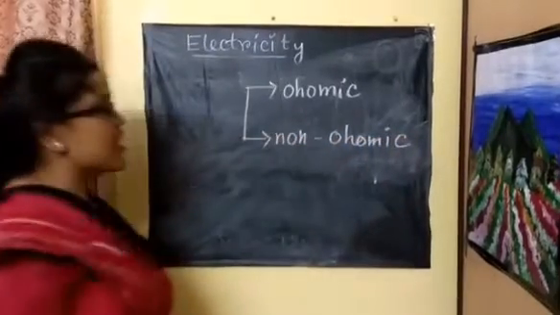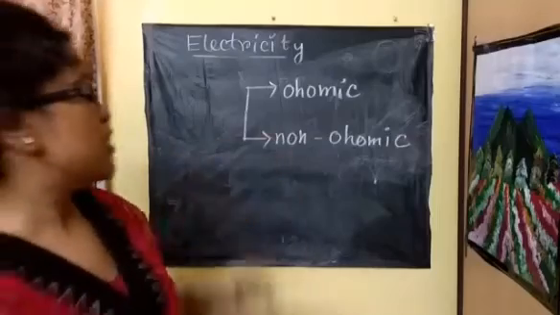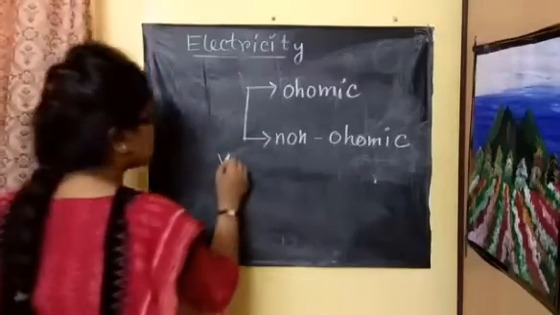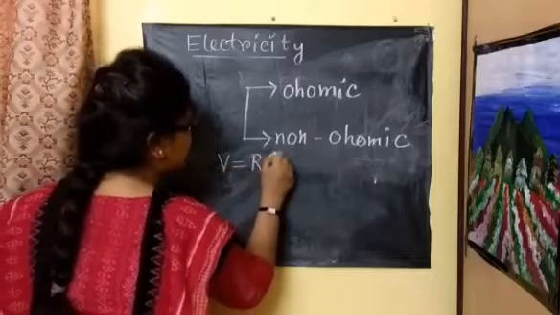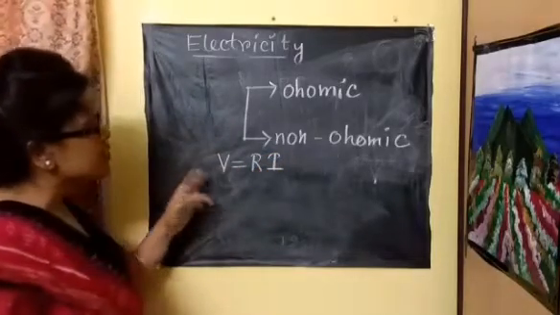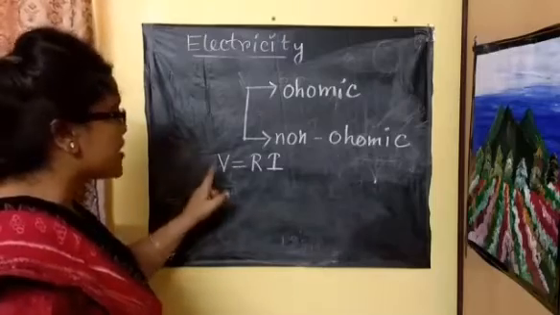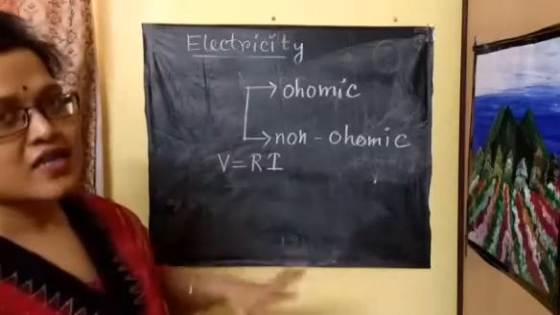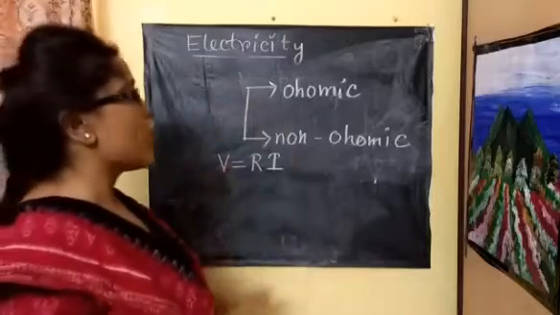There are a few conductors that directly follow the V equal to R I relation. Clear? This means there is a linear dependency between voltage and current. That type of conductor, like copper and silver, are called ohmic conductors.